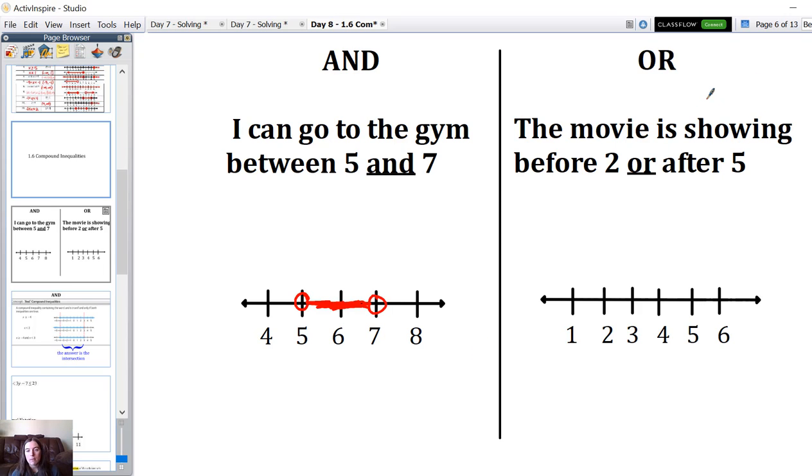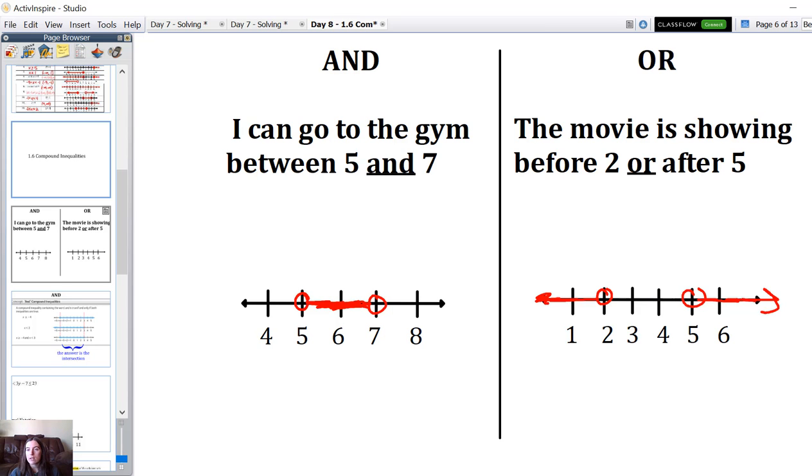An "or" inequality might say, the movie is showing before 2 or after 5. So here's 2. I know the movie might be somewhere before 2 or it might be somewhere after 5, but it's not in between 2 and 5. It's either before 2 or after 5.